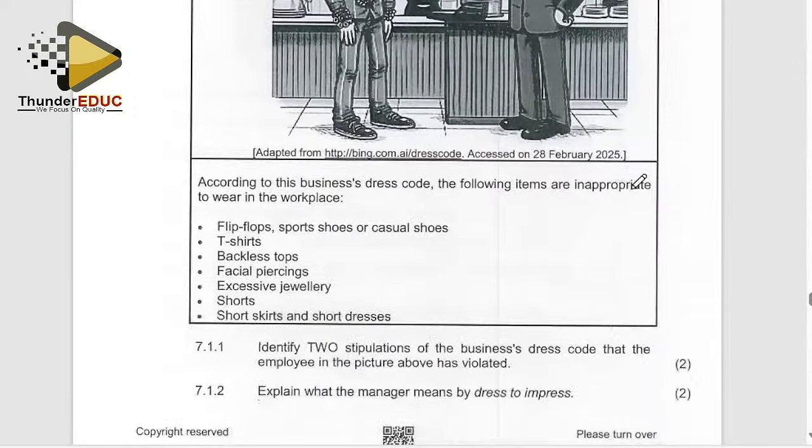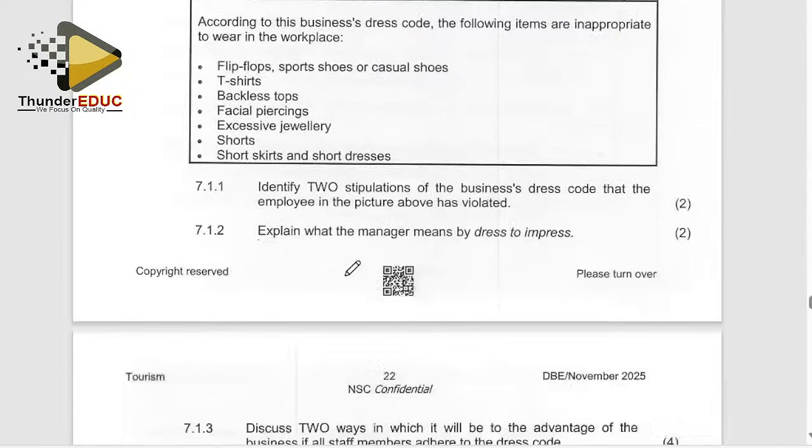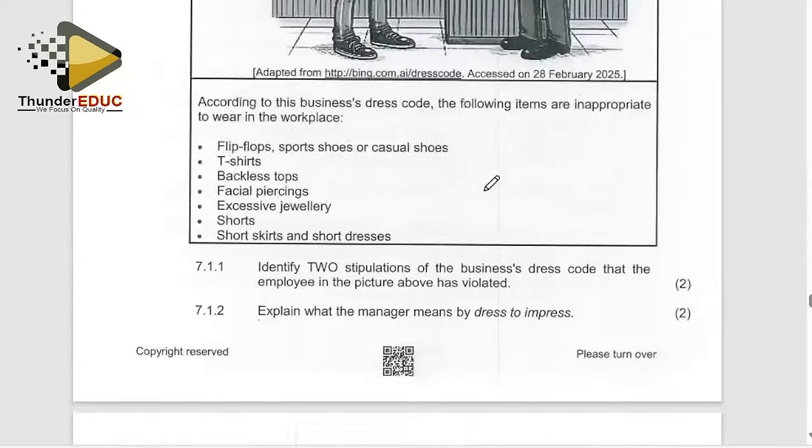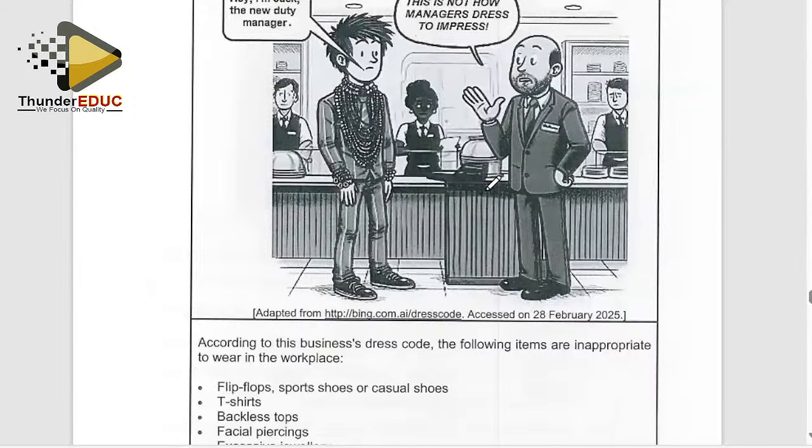According to the business dress codes, the following items are inappropriate in the workplace: flip-flops, sports shoes or casual shoes, T-shirts, backless tops, facial piercings, excessive jewelry, short skirts, and short dresses. Identify 2 stipulations of the business dress code that the employee in the picture has violated. So let's start with the first one. Here we have excessive jewelry.